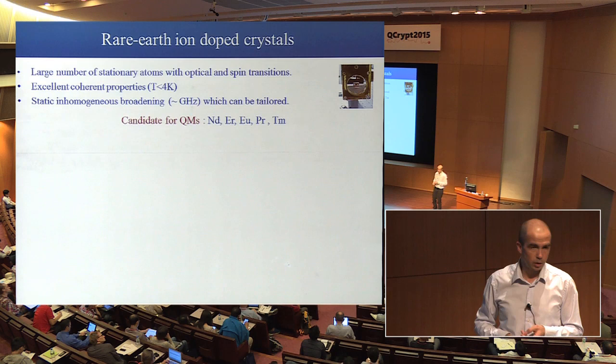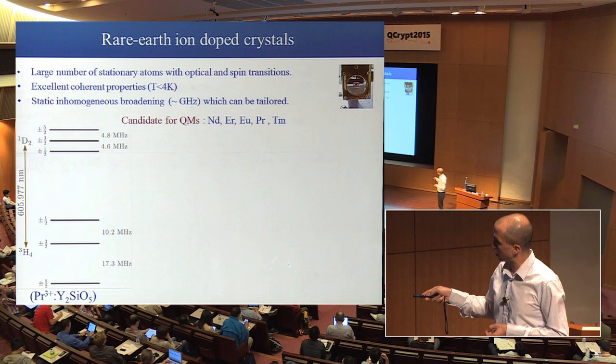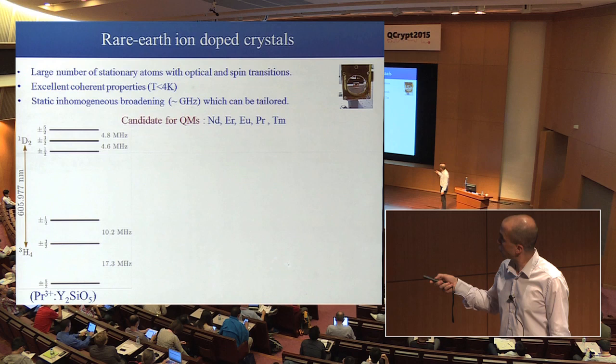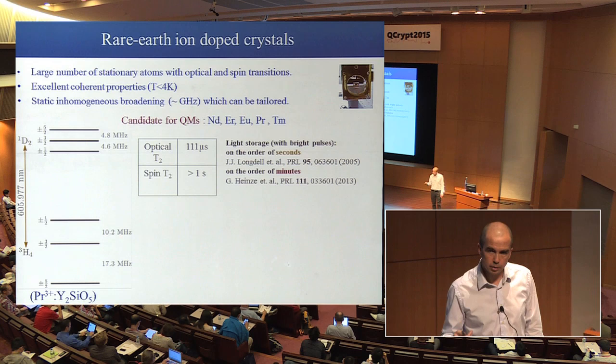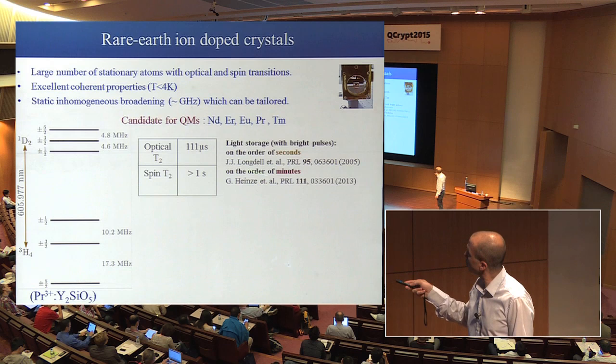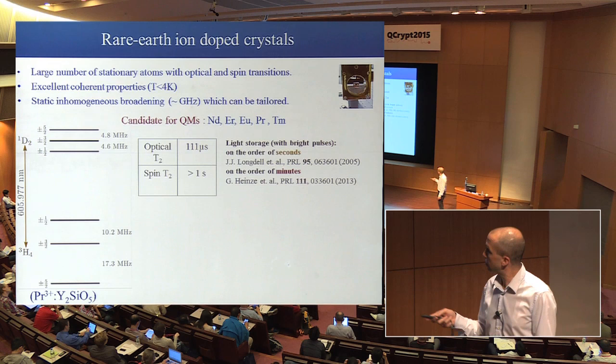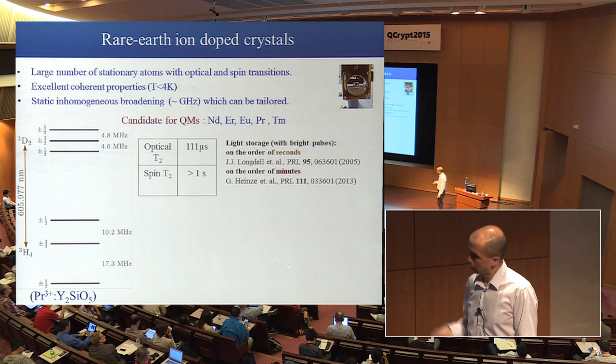In our group, we chose the praseodymium doped memory. We chose it because so far it's the material which gave the best properties for the storage of classical light. For example, there have been some experiments where people have stored classical light for a few seconds, like 10 years ago, and it was increased to more than 1 minute 2 years ago in the group of Thomas Hoffmann in Germany.